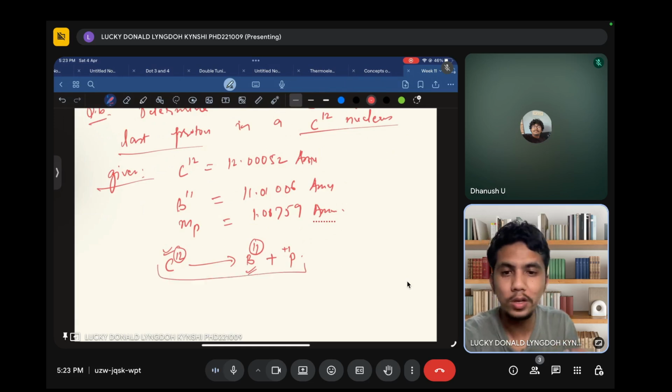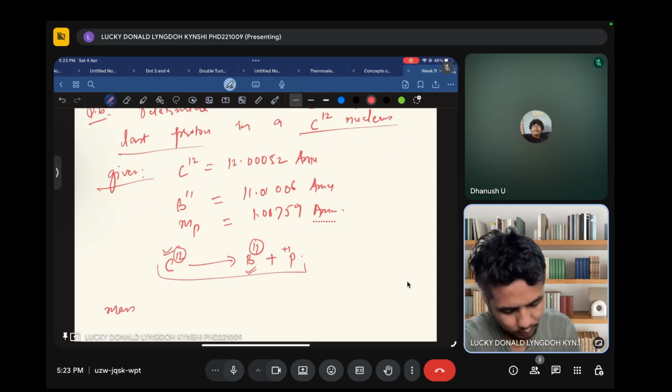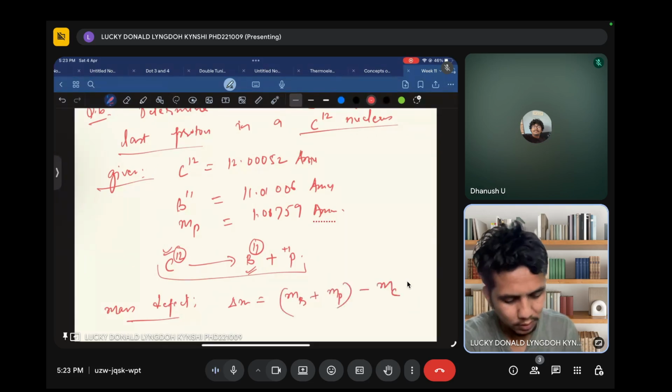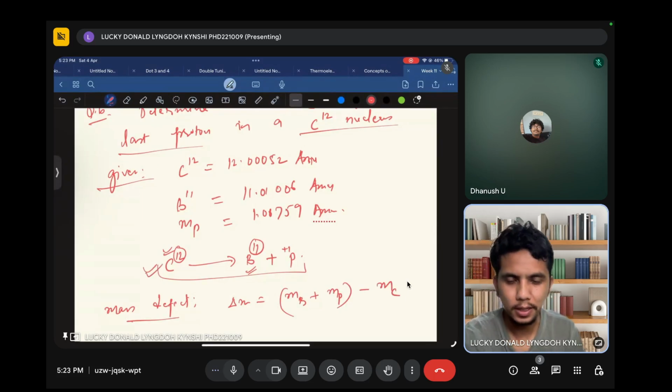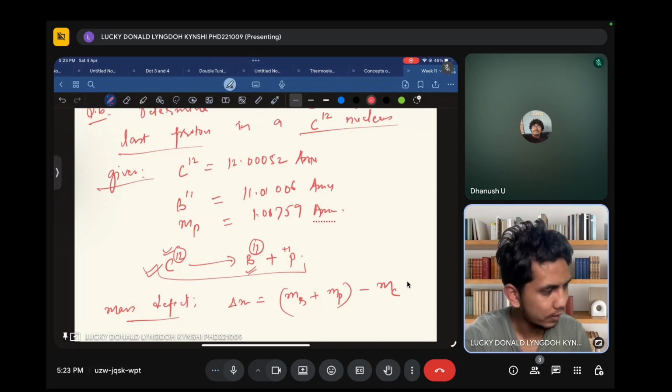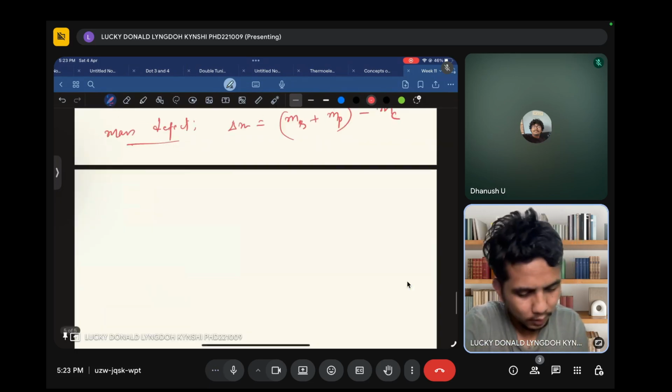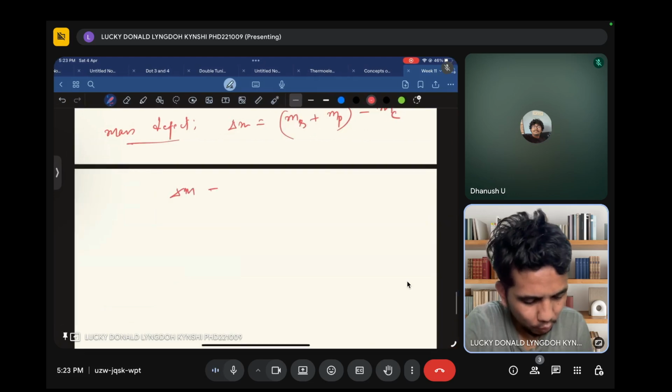First of all, we have to find out the mass defect, the difference of the mass. So the mass defect delta M will be equal to the mass of boron plus the mass of the proton, minus the mass of the carbon, because this is your final product, correct? If you add boron 11 plus 1 proton, you get carbon 12.